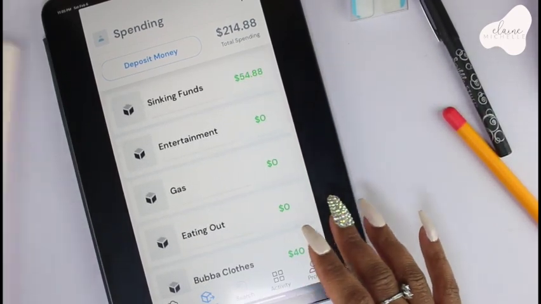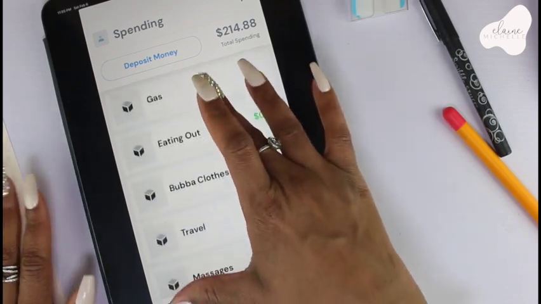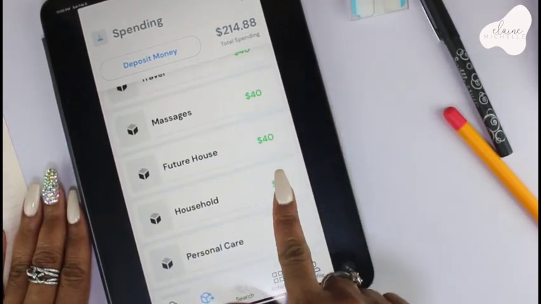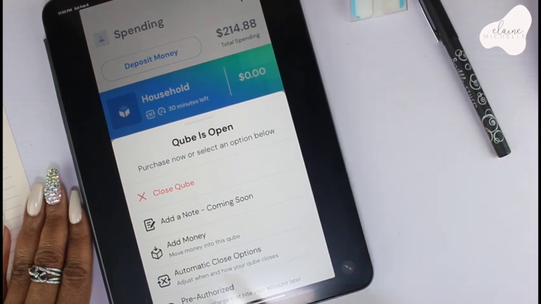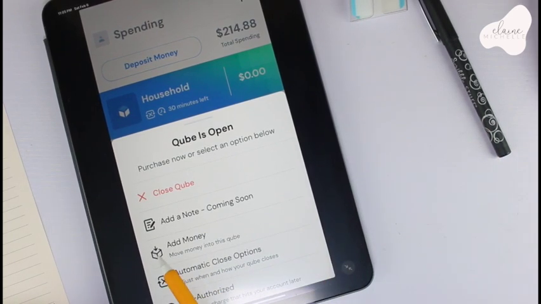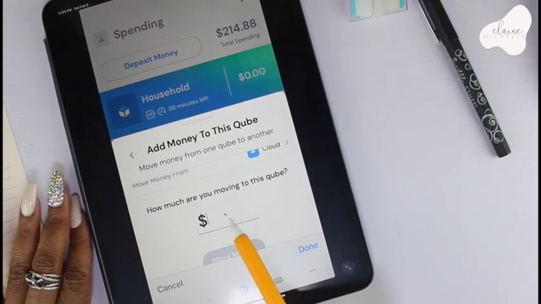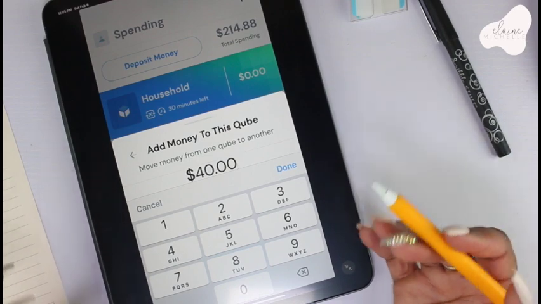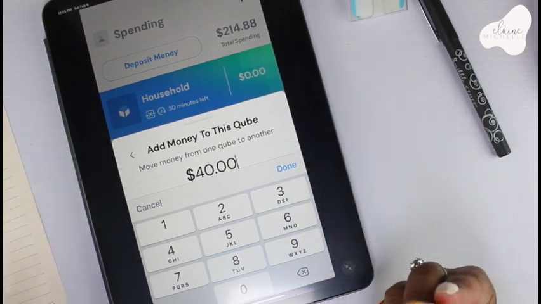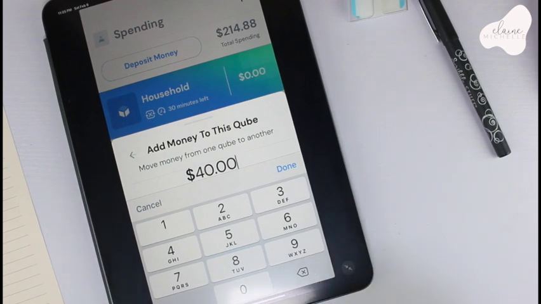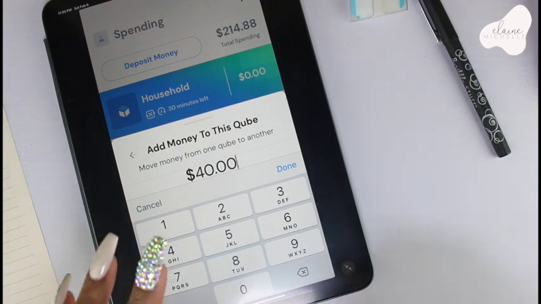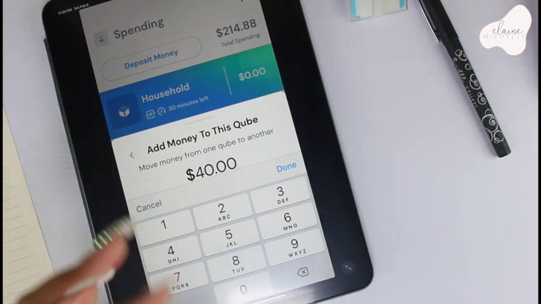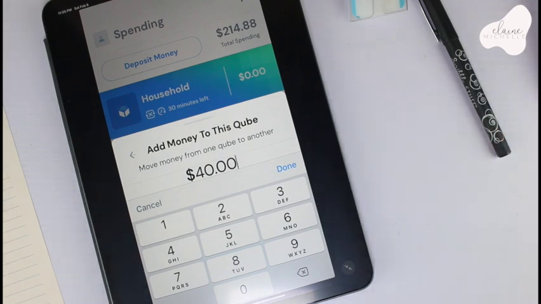All right, so let's start with the first one. We have household items. So for household, we're just going to click here and we're going to add money. Now I am adding $40, and this has been working for me really good. This allows me to get paper towel, toilet paper, Tide, and Downy if I need to all in one, or I can do my bulk buy, which is what I normally do. One week I'll buy paper towel and toilet paper. The next time I will buy detergent and fabric softener, and then anything else that comes up with the house.